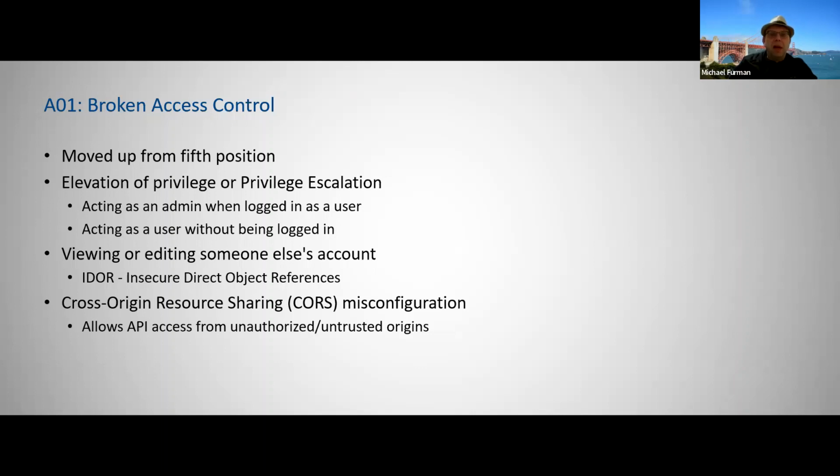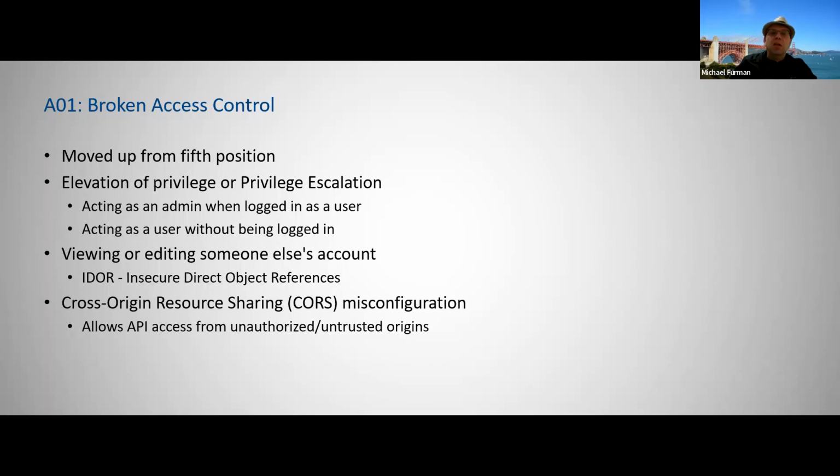Let's start from A01, which is broken access control. First of all, it moved up from the fifth position, and it means that broken access control is a significant risk. For example, you have a problem if your application has a resource that is allowed only for admins, and a regular user can access this resource. Or even a user without authentication can access your application and your resources. Very important, we do have a dedicated broken authentication category, but still, if a user accesses your resources without authentication, it's broken access control.